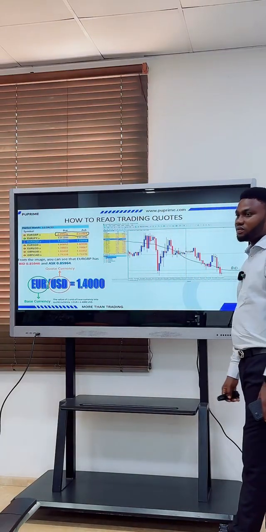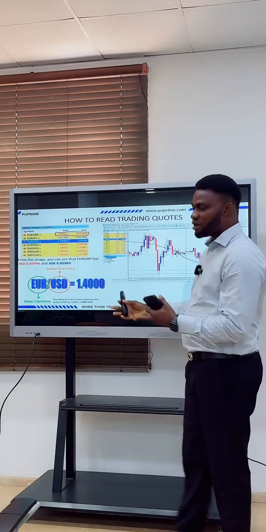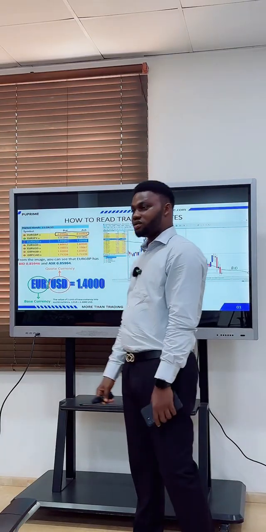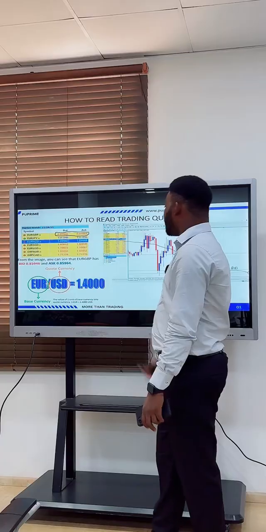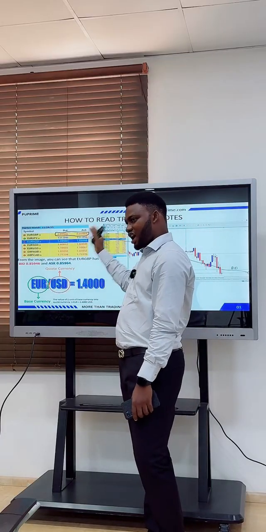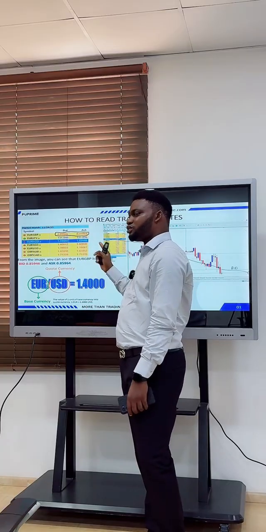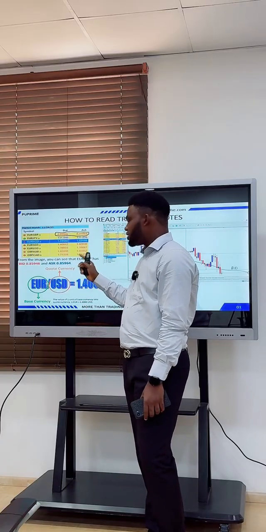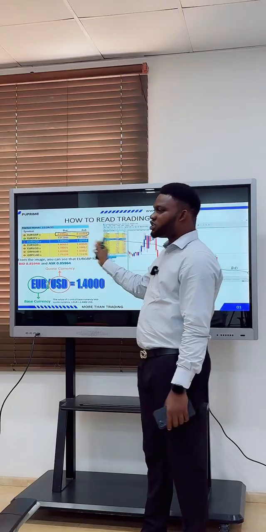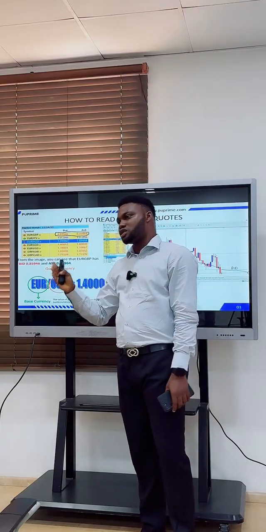One will be red, one will be maybe blue or green, something like that. You can see it now. So the first one is the bid price, the second one is the ask price. The bid price is the selling price, and the ask price is the buying price. So the difference between the two is what we refer to as spread.